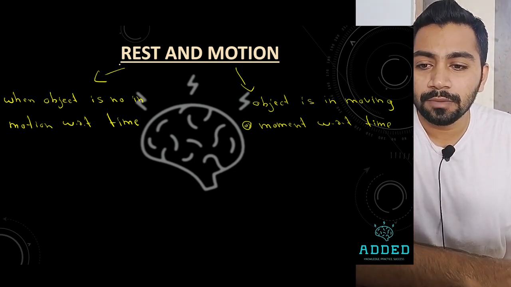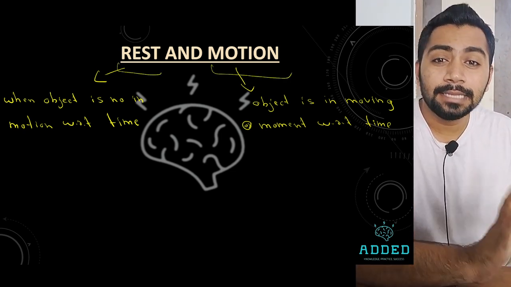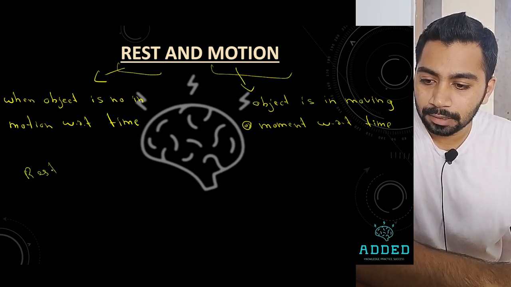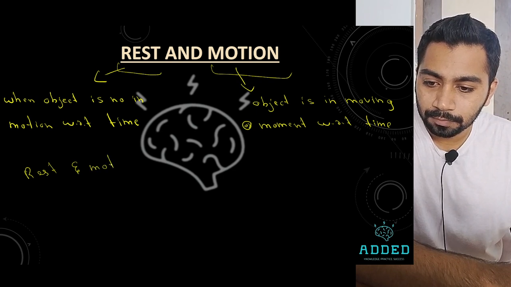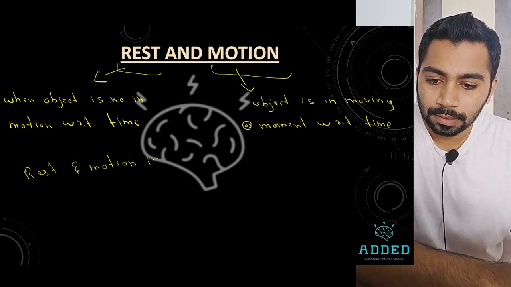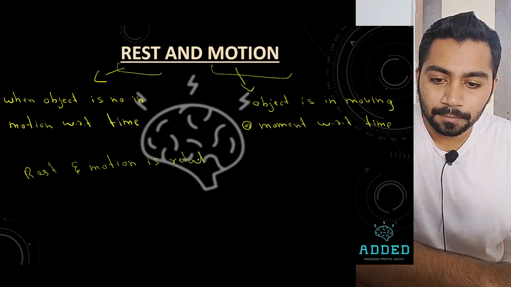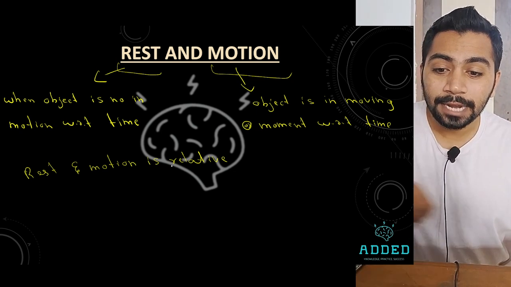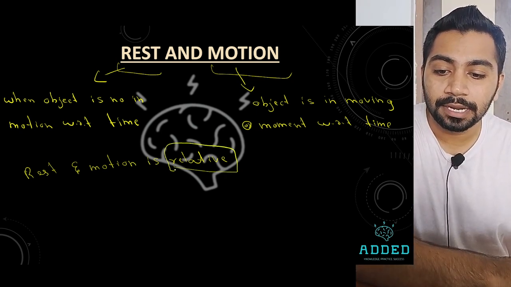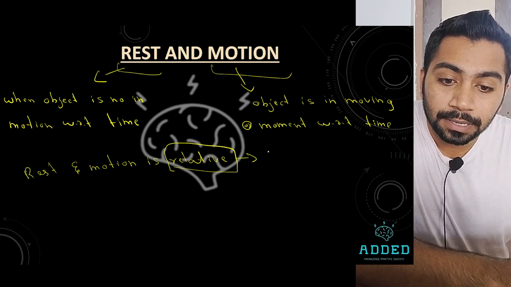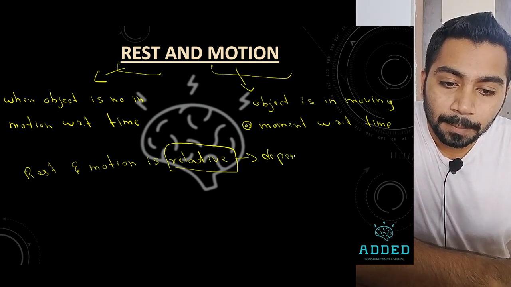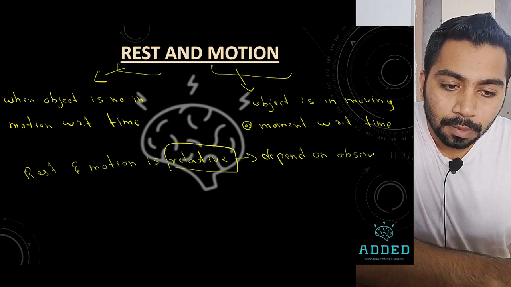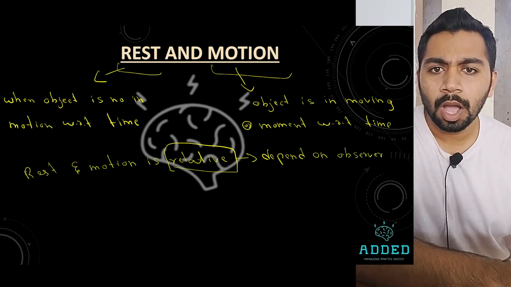Now rest and motion, very important. Remember this. Rest and motion is relative. What does relative mean? Relative means rest and motion depend on the observer. How?